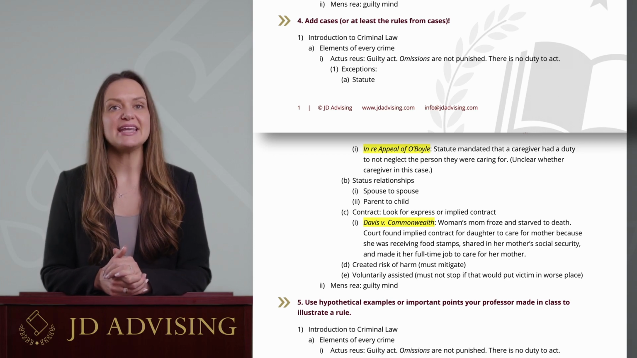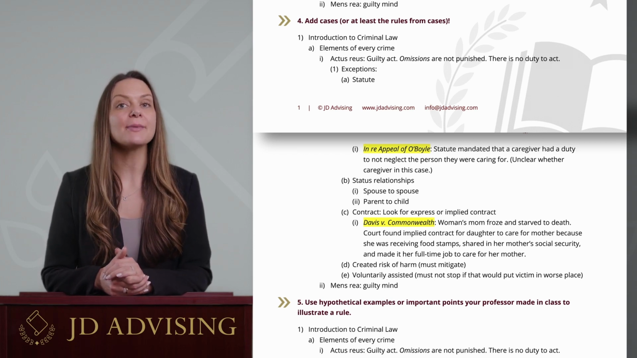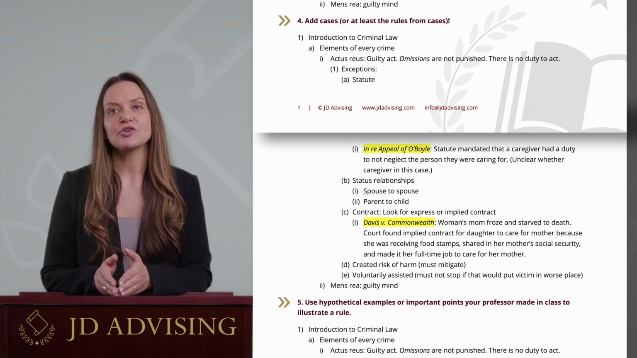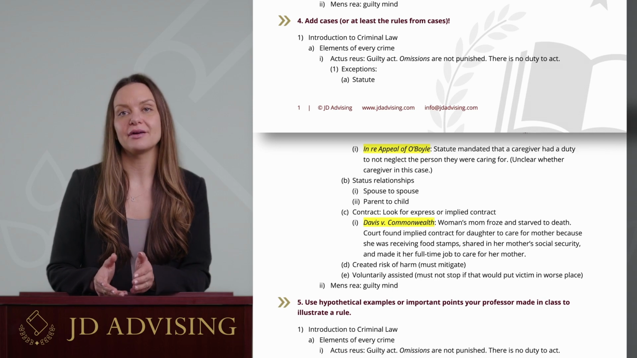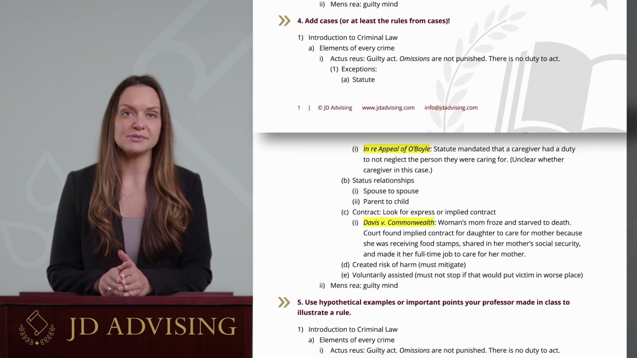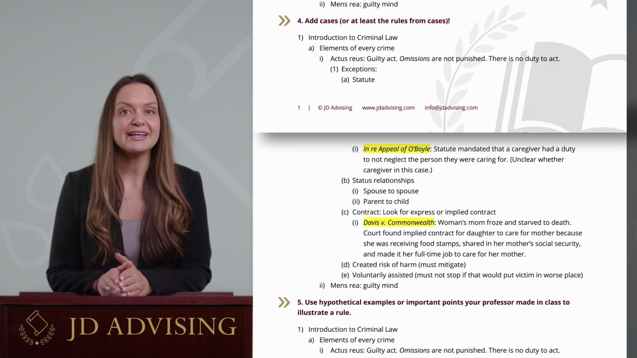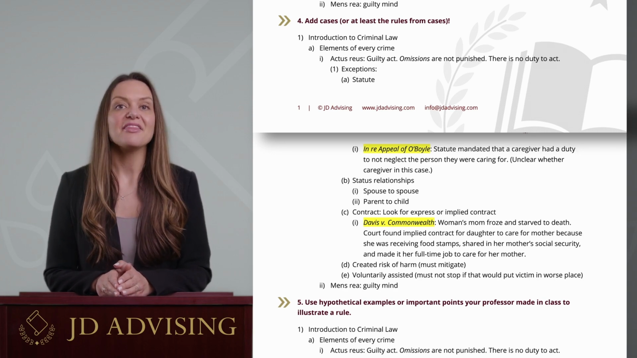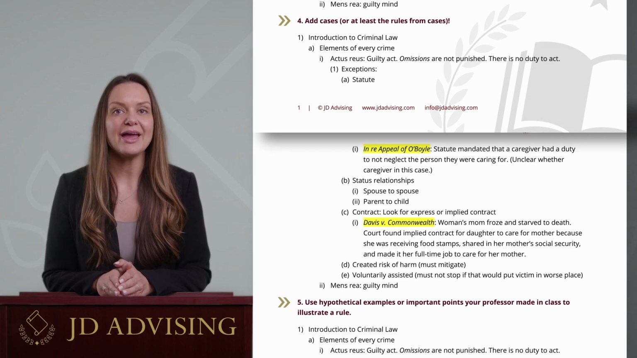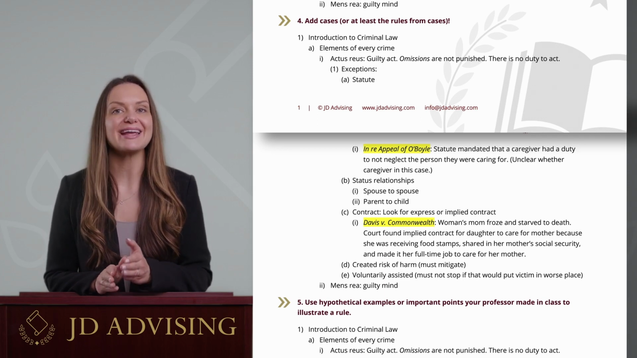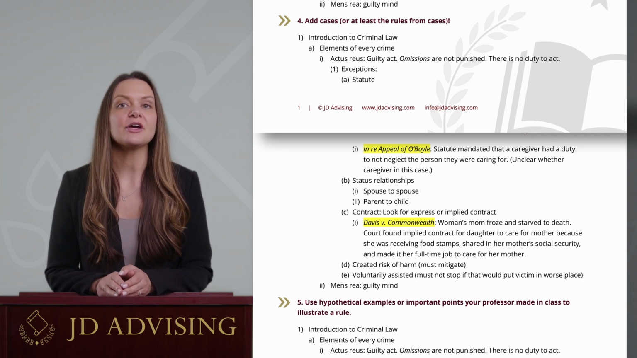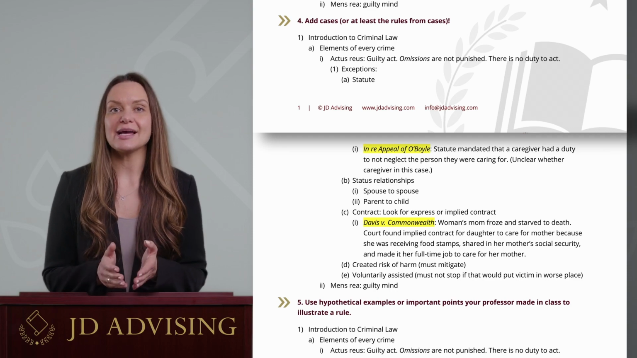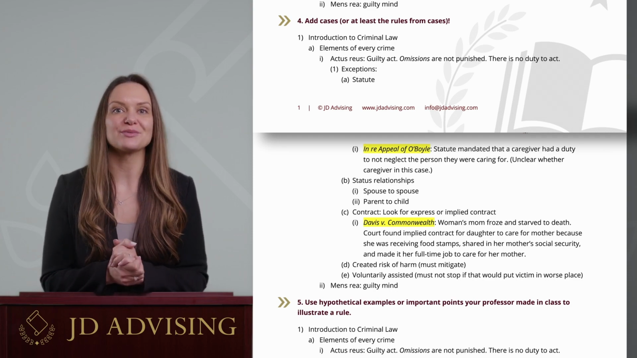We've summarized Davis v. Commonwealth to say a woman's mom froze and starved to death. The court found an implied contract for the daughter to care for the mother because she was receiving food stamps, shared in her mother's Social Security, and made it her full-time job to care for her mom. Thus, by summarizing it in that way, we've included the important facts and the rule. You can see that we also highlighted it in yellow, just like the previous case, so that it sticks out to us as a case when we are reviewing.